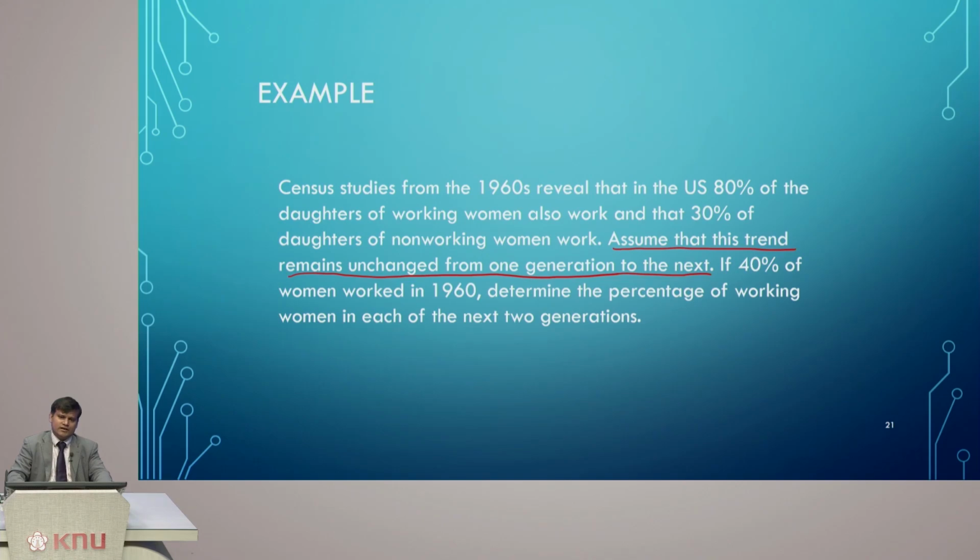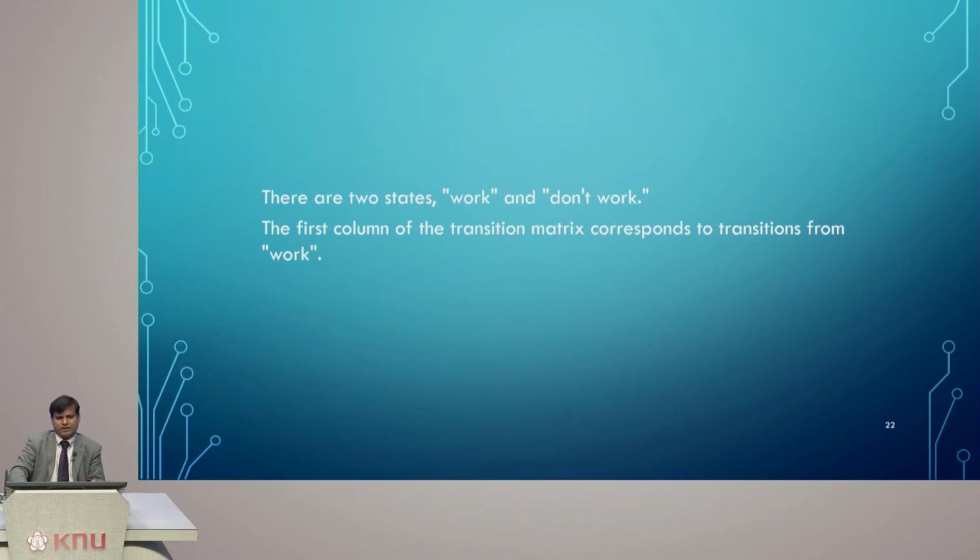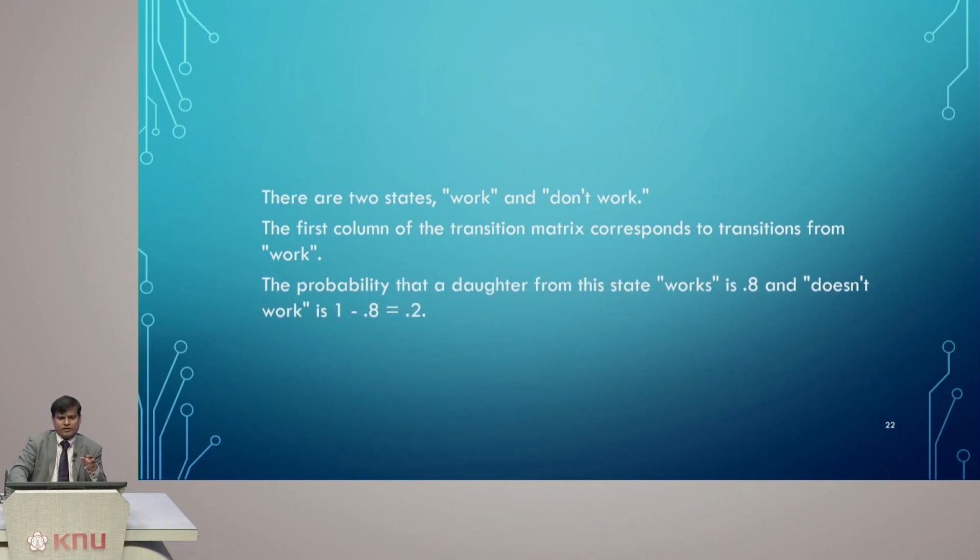Let us try to plot this transition matrix with the given information. First of all, what is given to us is that there are two states: work, don't work. These are the two states that you have in hand. So, we are going to have the first column of the transition matrix correspond to the work state, and the probability that a daughter from this state works is 0.8 and does not work is 0.2. That is given in the problem.